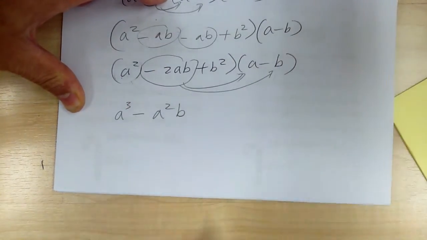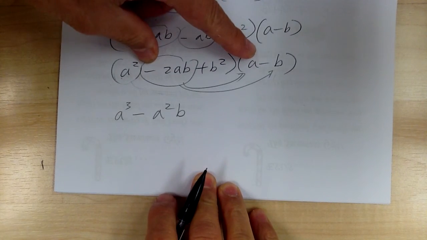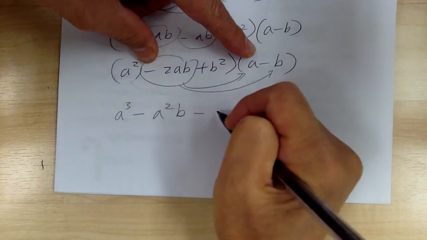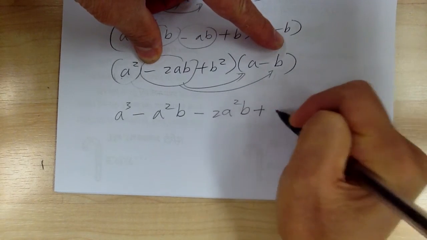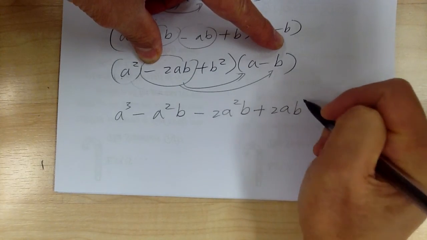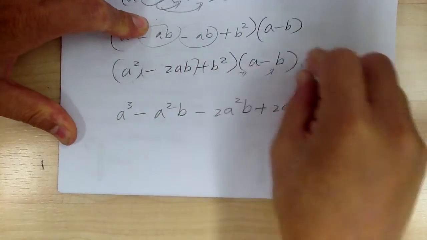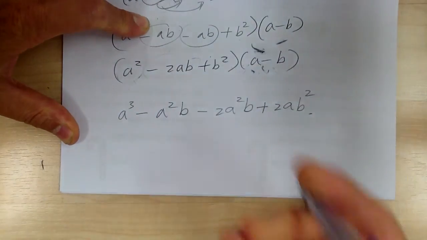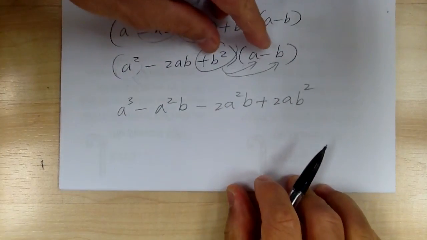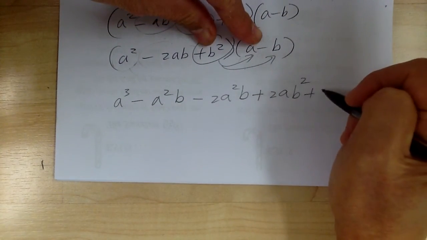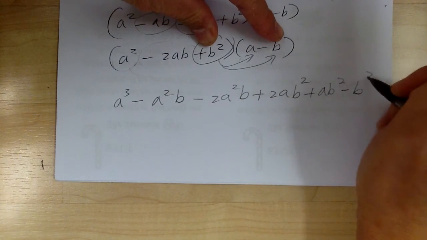Now when you draw the arrows, it helps you to keep track of which one you're doing. So multiply. So you're going to get minus 2a squared b. And this one will become plus 2ab squared. So now when you're done with the second term, you go to the third term. So it's this one here. You distribute, right? So this will give you plus ab squared, and this will be minus b cubed.